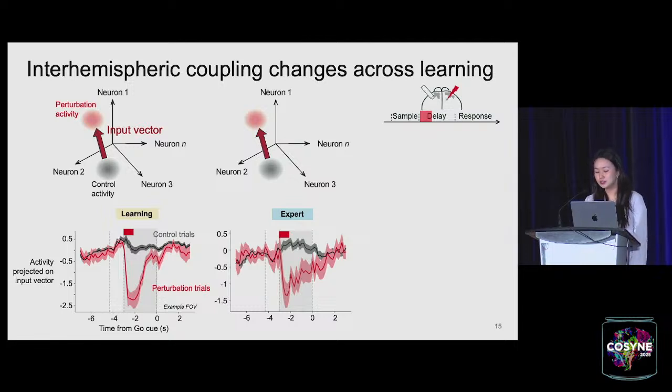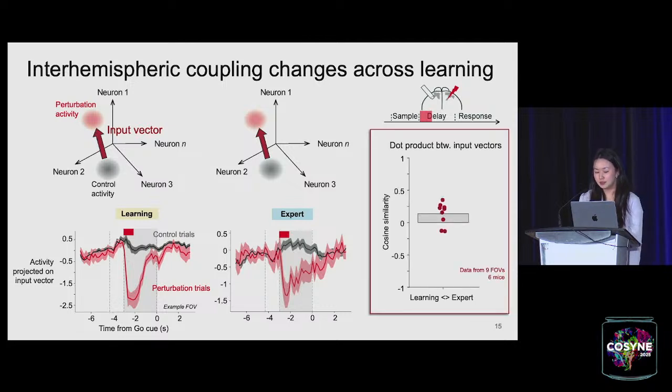To do this, we calculate the angle of these vectors over learning, and here we find that they are very different. So across fields of views, the dot product is generally far from 1. So this rotation of the input vector suggests a change in the communication subspace over learning.